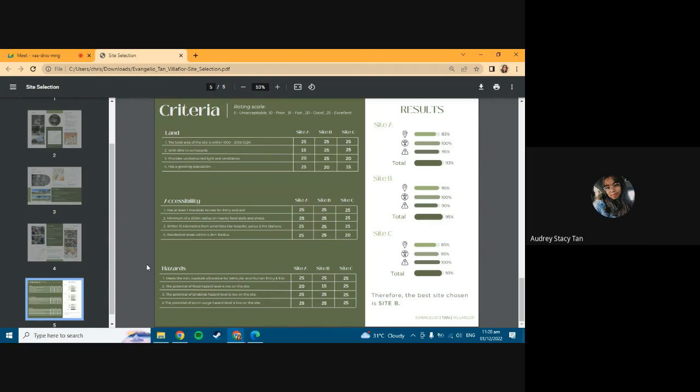For site B, it reached 95% for land, 100% for accessibility, and 90% for hazard. For site C, it has 85% for land, 95 for accessibility, and hazard 100. And as you can see on the very right, among the total amount, site B has the highest percentage, which is 95%. So therefore, the best site chosen is site B.